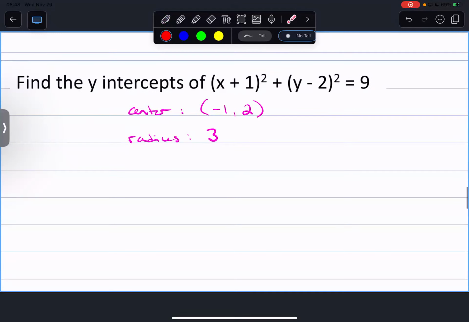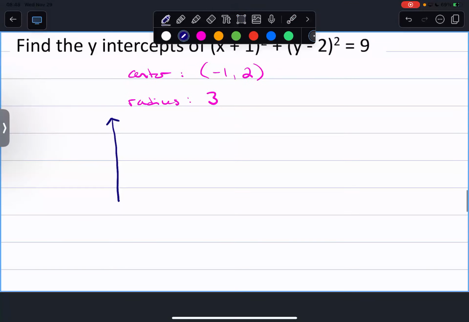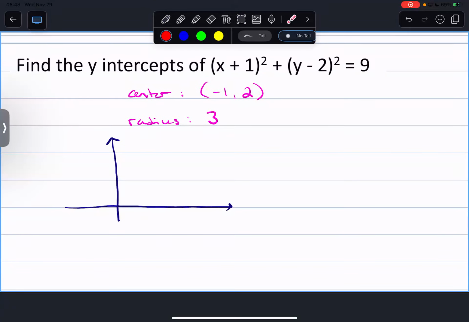Okay, so if we want to find the y-intercepts, just like always, it's going to be helpful to have some sketch of this scenario in our minds. Okay? And let's see here. Can I move this? Give myself more space. Let's plop our center down. -1, 2.